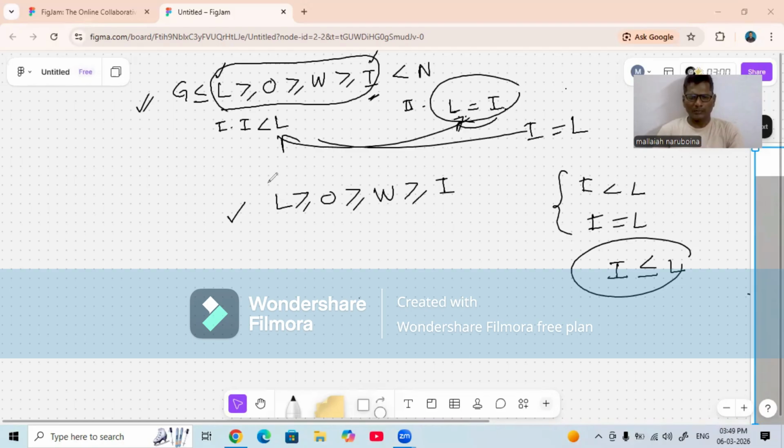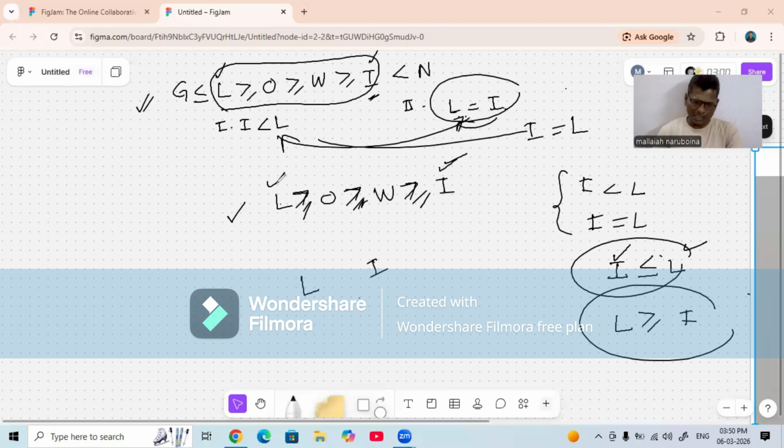Here L is first, I is next. Here I is first, L is next. So I am rereading this one. First write L and change the symbol. Less than or equal to becomes greater than or equal to, next I. L greater than or equal to I. So here first letter L, last letter I, greater than or equal symbol at all places. So between first and last letter we get L greater than I or L equal to I, both are right.